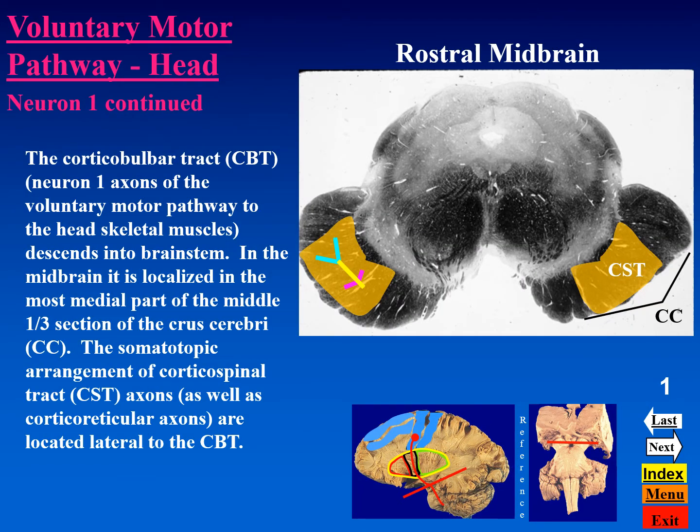So the corticobulbar tract also descends through the middle third region of the crus cerebri. Its fibers form the most medial groups of fibers in that area, and they, of course, represent the forward innervation of the head musculature, and that will continue descent through this area.